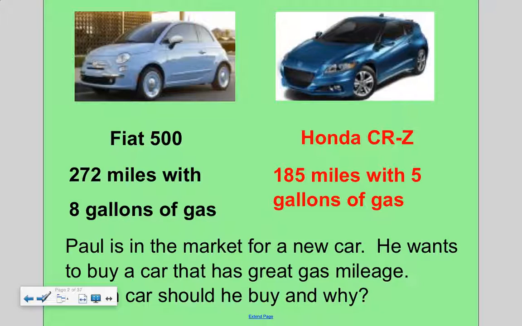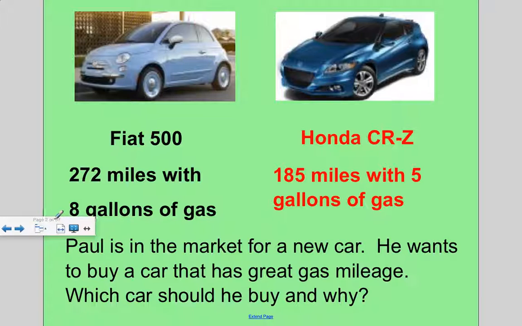So we have a Fiat 500 and a Honda CRZ. The Fiat drives 272 miles with 8 gallons of gas, while the Honda drives 185 miles with 5 gallons of gas. Paul is in the market for a new car. He wants to buy a car that has great gas mileage. Which car should he buy and why?